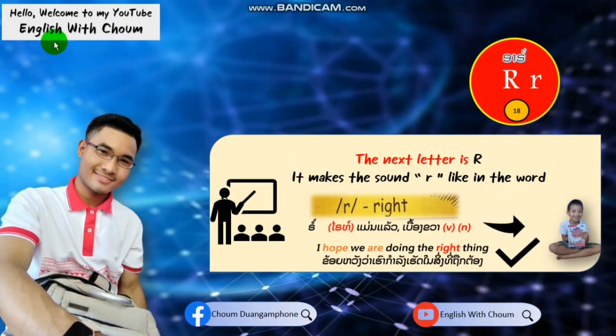Number 18, R. The next letter is R. It makes the sound R like in the word right. I hope we are doing the right thing.